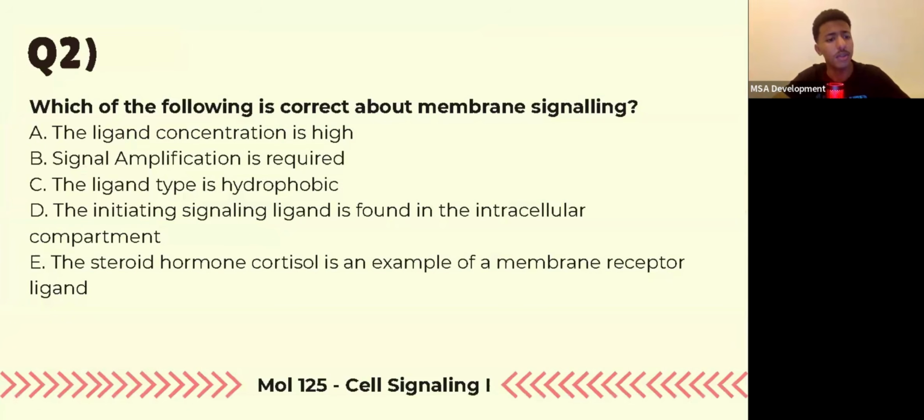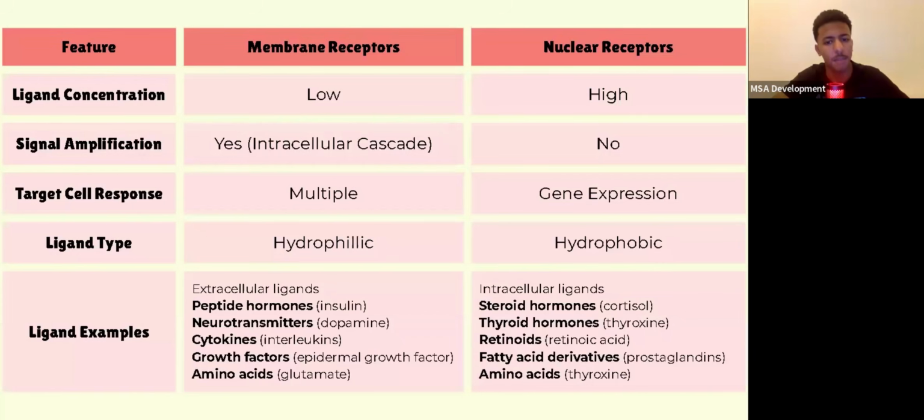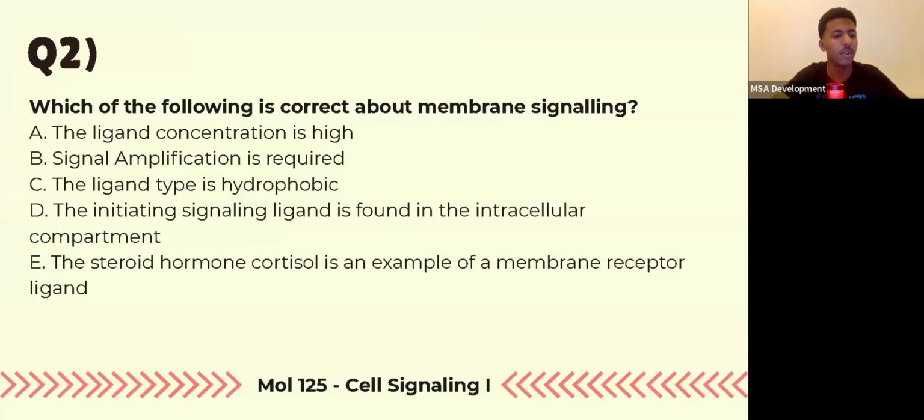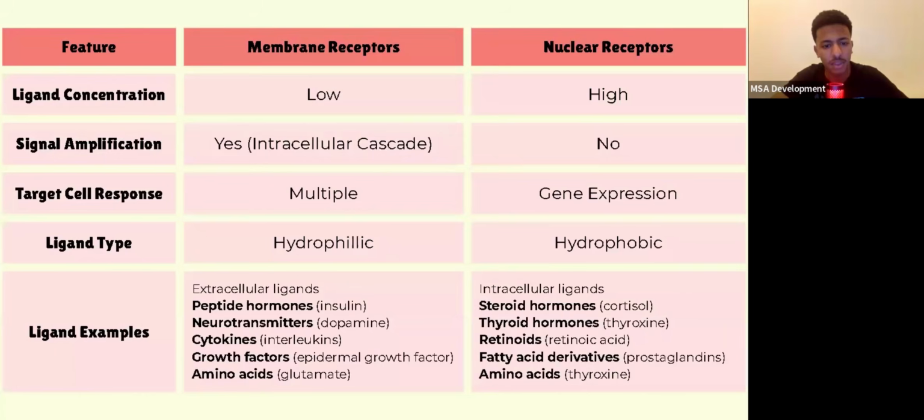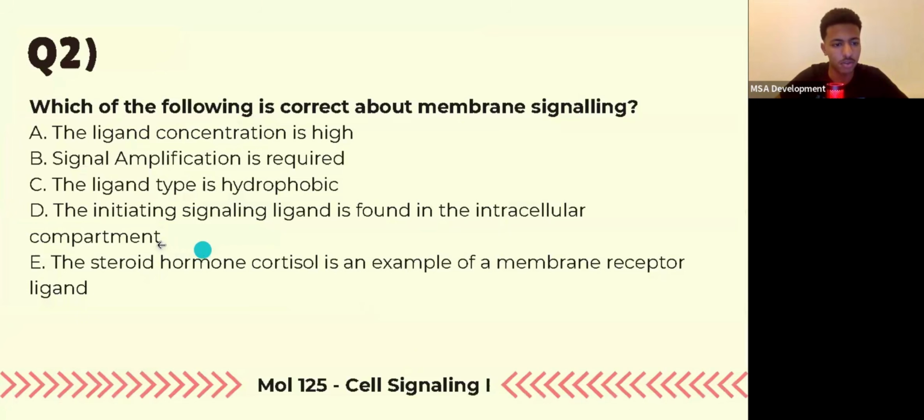And option C, the ligand type is hydrophobic. We said it's hydrophilic. Hydrophobic is for nuclear receptors. The initiation signaling ligand is found in the intracellular compartment. Now we said that it's membrane receptors and we said that the ligand type is hydrophilic. And we also mentioned the examples, extracellular ligands. So it's incorrect. This would be correct for nuclear receptors.